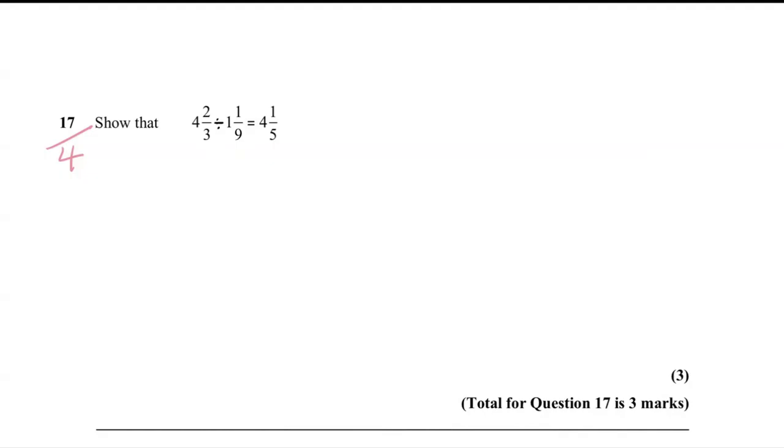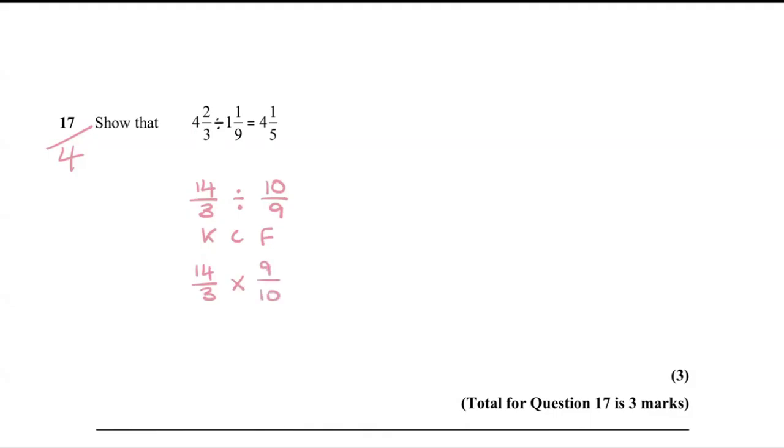First thing we need to do is get them into top heavy. So 3 times 4 is 12. Add on the 2 and you've got 14 over 3. And then 9 times 1 is 9 plus that 1 is 10 and you've got 10 over 9. Now it's keep, change, flip. So we're going to keep the 14 over 3, change to times, and then we flip this over.